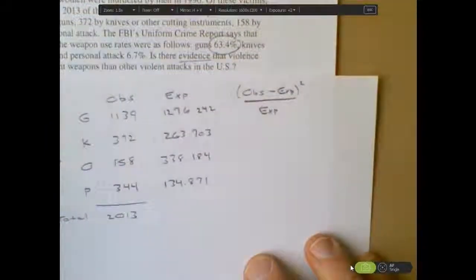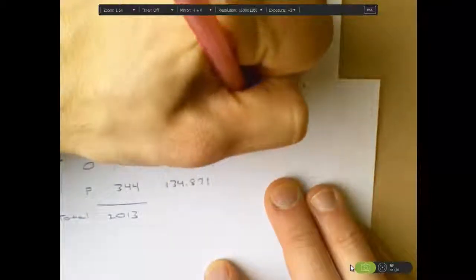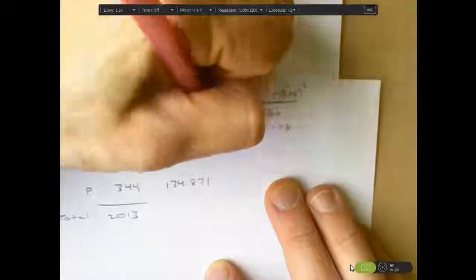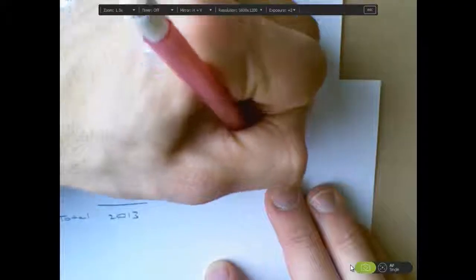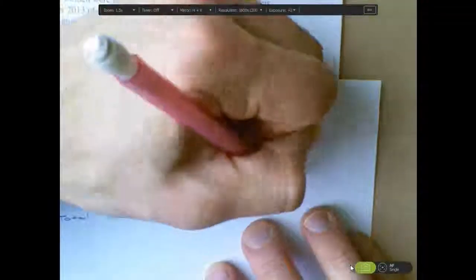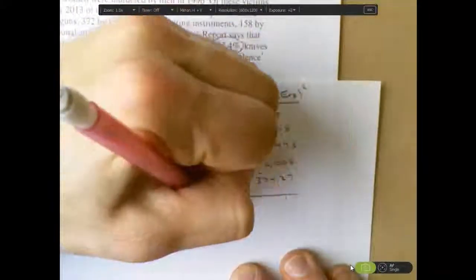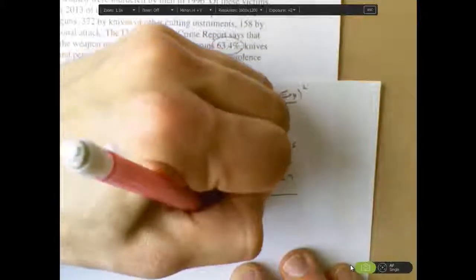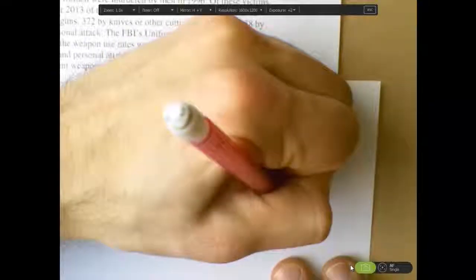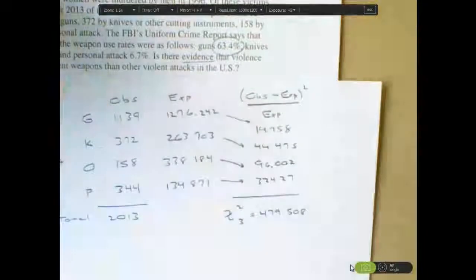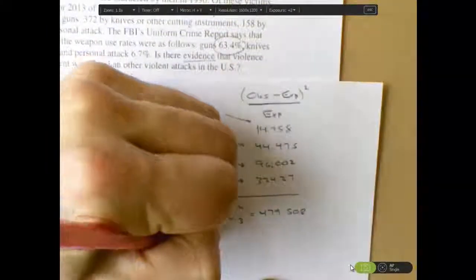All right, the observed minus the expected, that's list 3. I'll shift this down a little bit: 14.758, 44.475, 96.002, and 324.27. And the sum is chi-squared sub 3 equals 479.508. Okay, so I need to get a p-value based on that. So the probability that chi-squared sub 3 is greater than that.